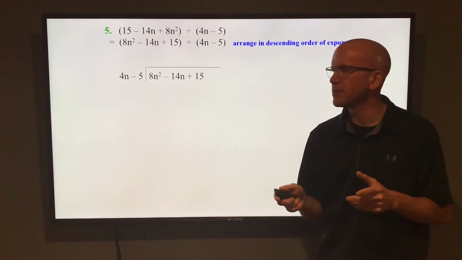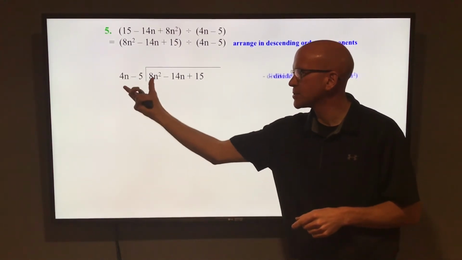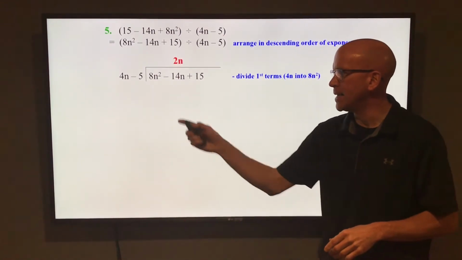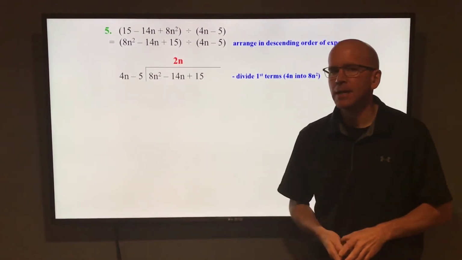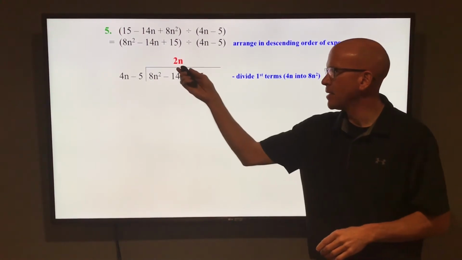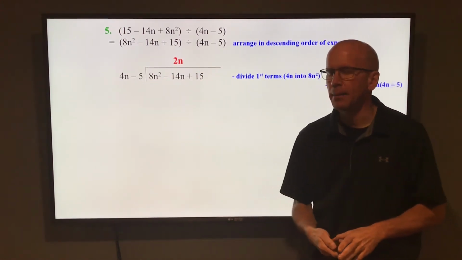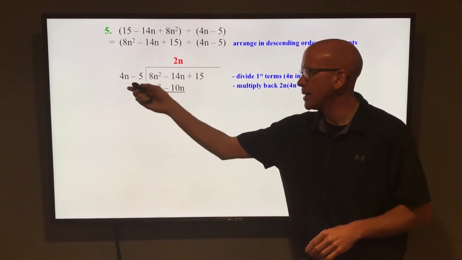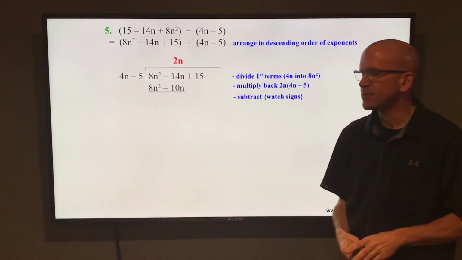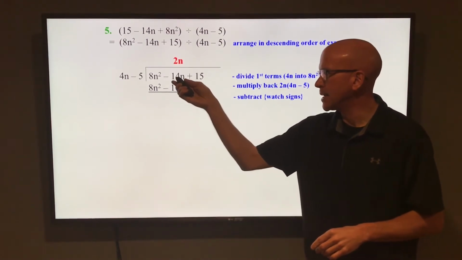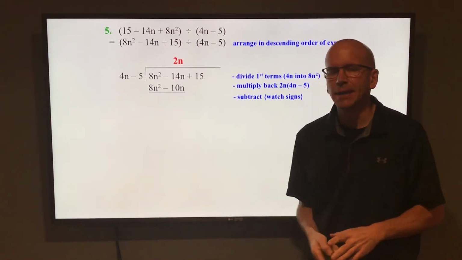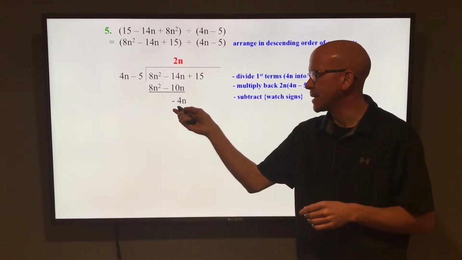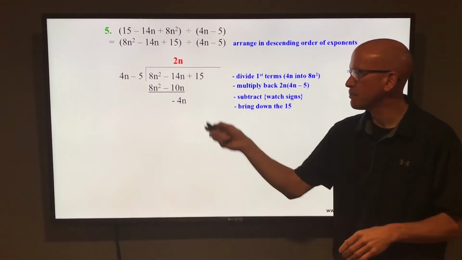When you start the division, you're only dividing the first term. So you're just dividing 8n squared by 4n. When you divide 8n squared by 4n, that is 2n. Put that up top, and then multiply back with the distributive property. So take 2n times 4n, that is 8n squared, and 2n times negative 5, that is negative 10n. Then subtract. You're taking negative 14n minus a negative 10n, that would be negative 14n plus 10n, and that is negative 4n.